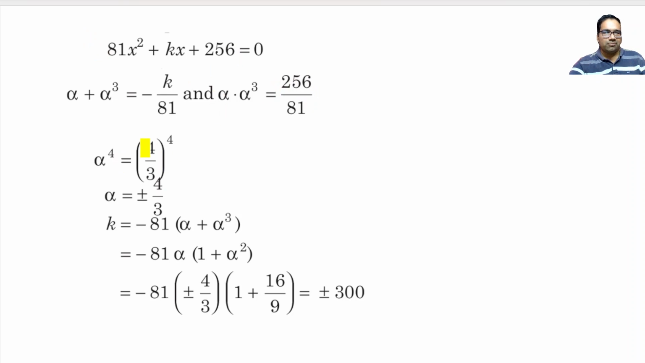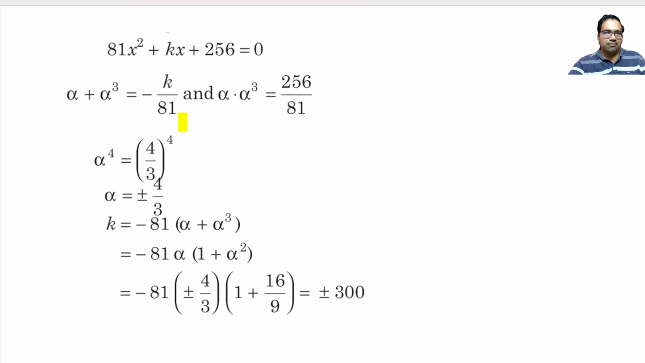What does that mean? Alpha power 4 is 256 by 81, which is 4 by 3 whole power 4. Alpha would be plus or minus 4 by 3. Alpha can be plus 4 by 3 or minus 4 by 3. In both cases, alpha power 4 would be 256 by 81. Okay, now let's take this alpha and substitute it here.